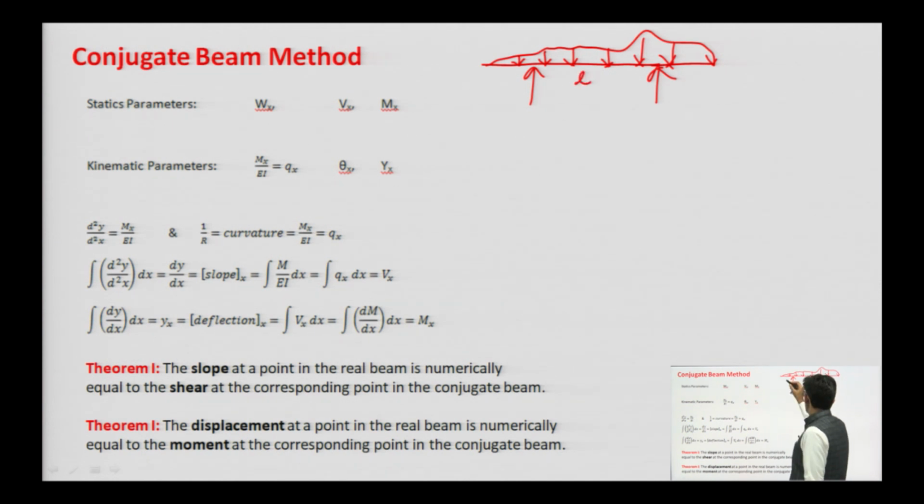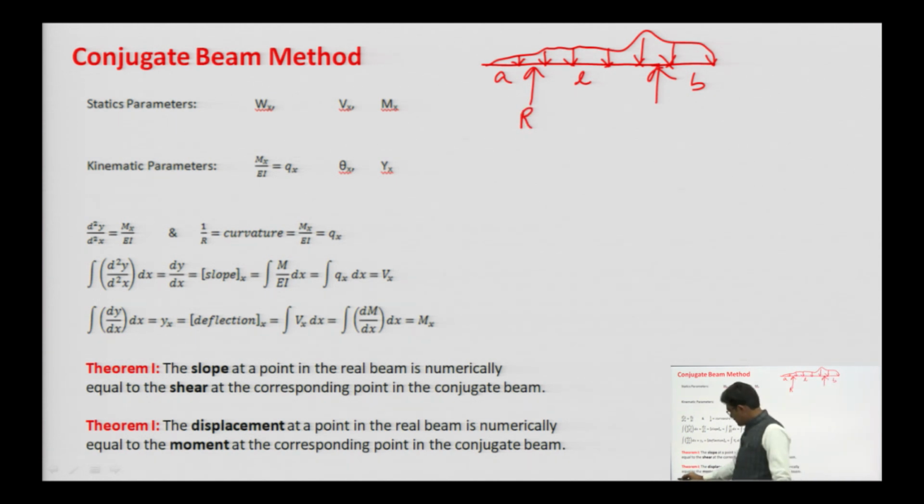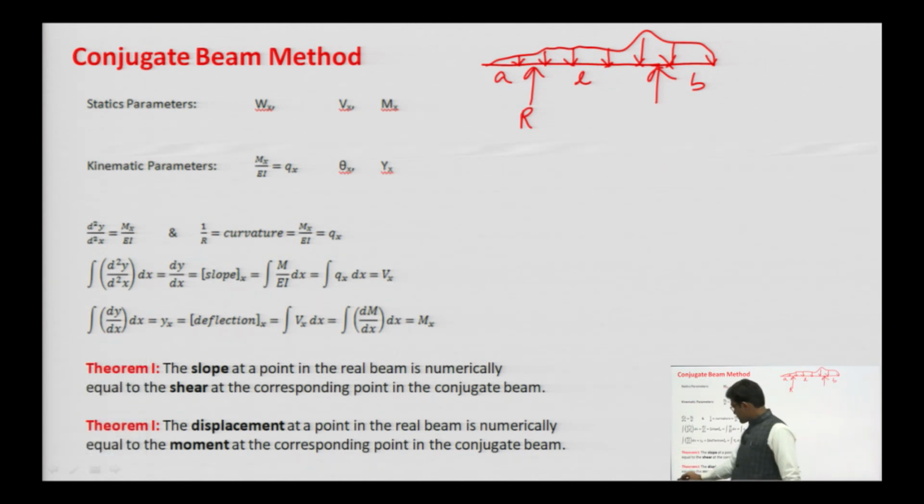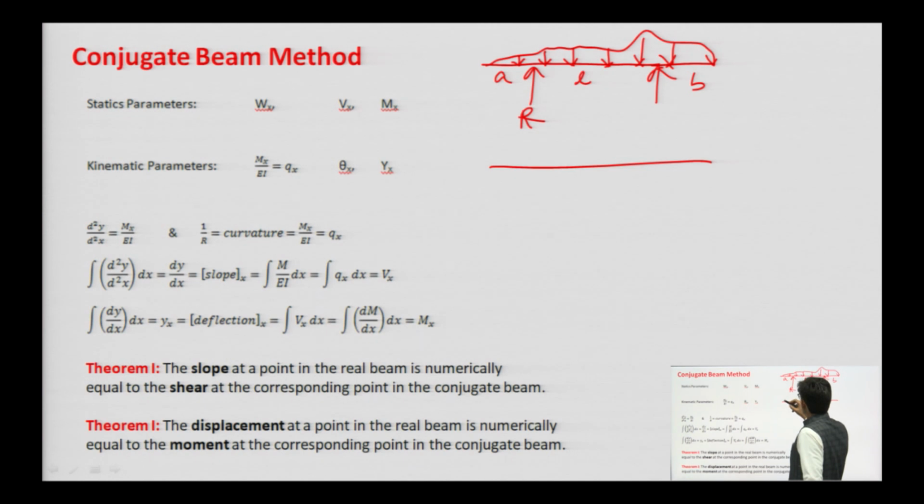Say L, say A, this B reaction. So these reactions can be calculated, and after calculating these reactions, we can plot the bending moment. Say this is the diagram for bending moment.